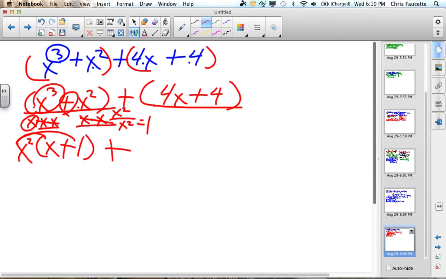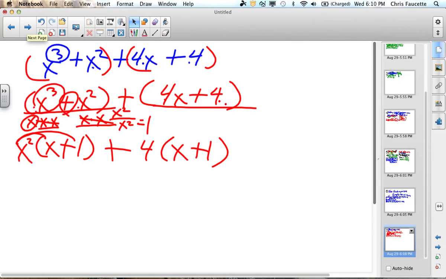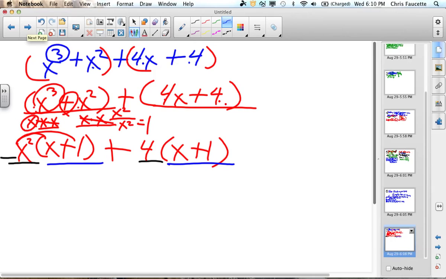Now on this one, I've got a 4 in both of them, but I don't have an x. So I can factor a 4 out of both of these, and I'm left with an x plus 1. Okay, so now I want to take a look and see what I got. I've got an x squared here. I've got nothing here. I've got a coefficient here, but I don't have one here. So there's nothing I can factor out of that. But most of you are probably sitting there saying, hey, stupid, you do too have something in common, and you do. You've got the x plus 1s.